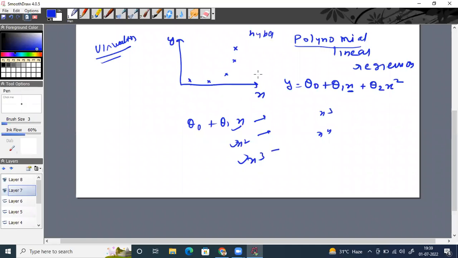If I pick this theta 2 x square additionally, a polynomial term, and see everyone, if I select theta naught to be 0, theta 1 also to be 0, and theta 2 to be 1, then what equation will I get? Y is equal to x square. Right, everyone? Correct or wrong? Correct, sir. So what is the shape? Can you predict from this?